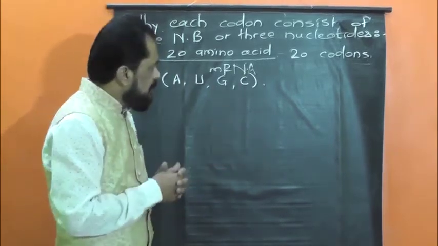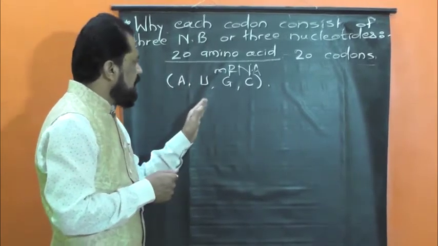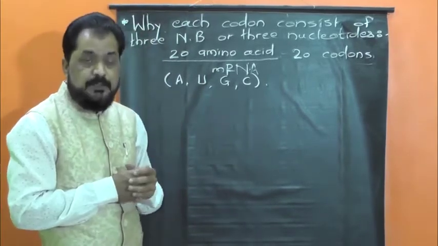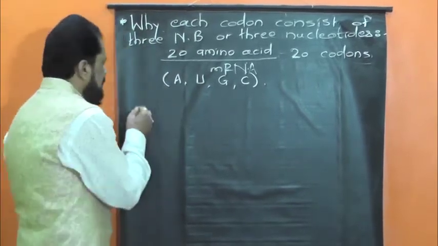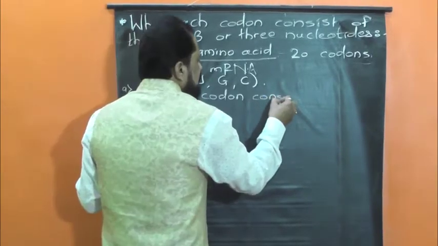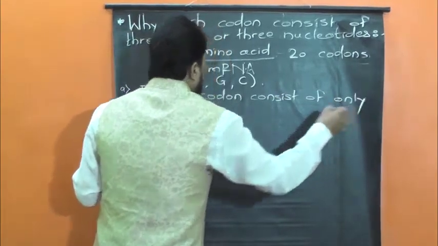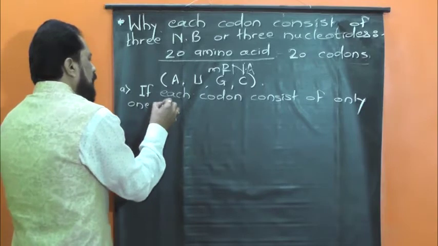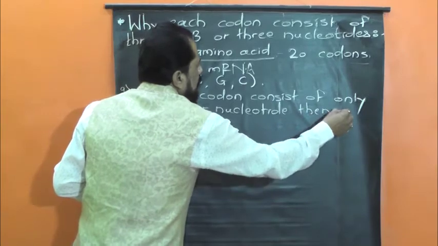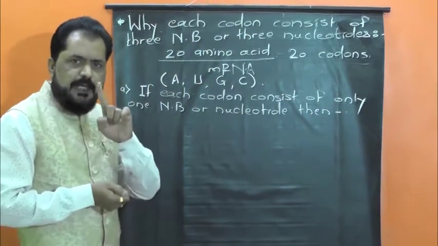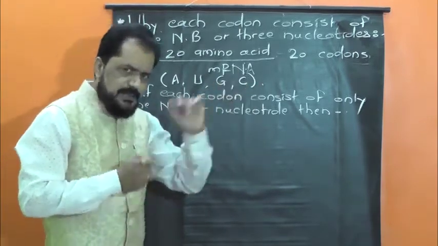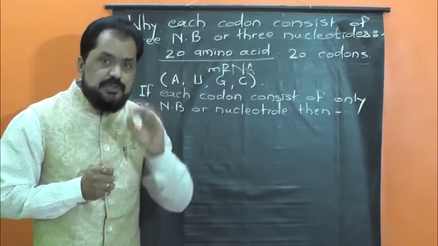Now we know that in RNA there are 4 different types of nitrogen bases, which I have written here. If each codon consists of only one nitrogen base or nucleotide, then how many codons are possible? समजा एक कोडॉन फक्त एकाच नायट्रोजन बेसने जर तयार होत असेल तर जास्तीत जास्त किती कोडॉन शक्य आहे?